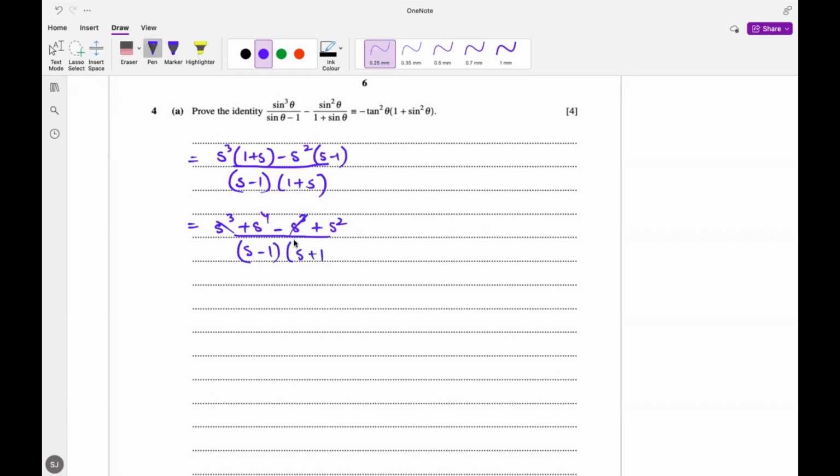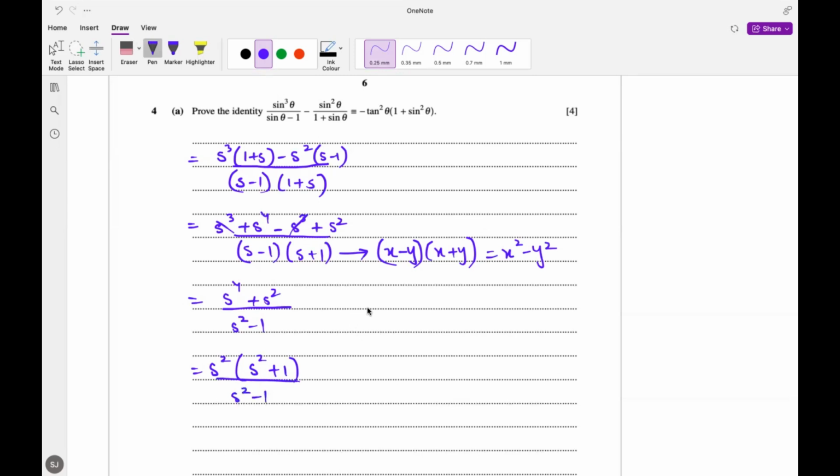So sin³θ and −sin³θ will cancel. In the numerator, now we have sin⁴θ + sin²θ, upon (sinθ − 1)(sinθ + 1). Now we can apply the basic identity from algebra, that is (x − y)(x + y) equals x² − y². So we can write the denominator as sin²θ − 1. Taking sin²θ common in the numerator, this will become sin²θ(sin²θ + 1) divided by sin²θ − 1.